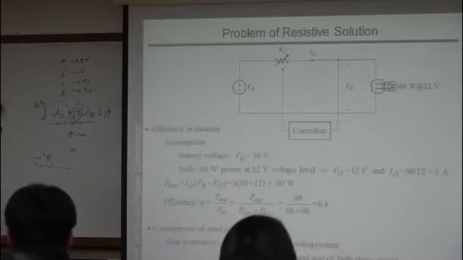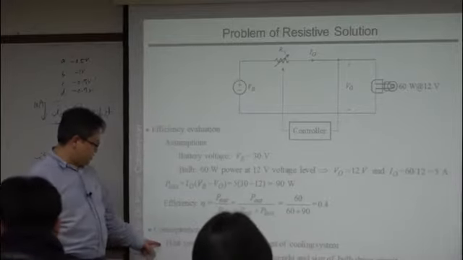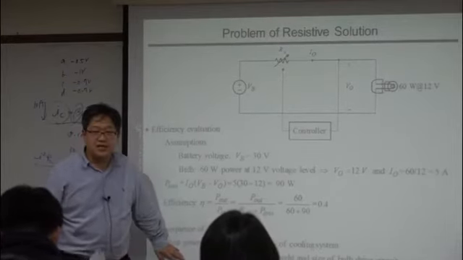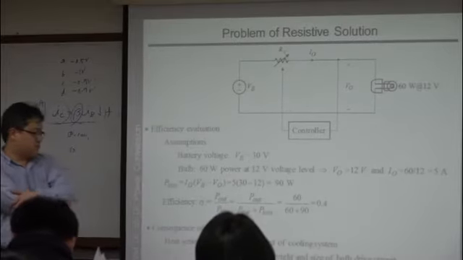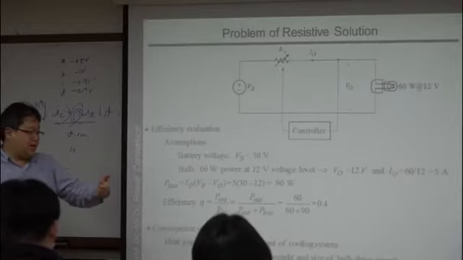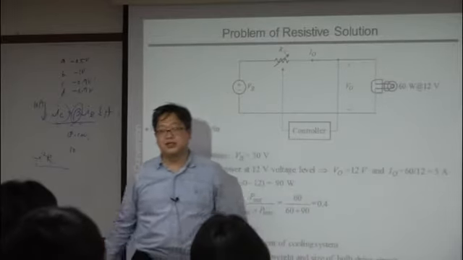So, the consequence of poor efficiency: heat generation. Because of this heat, you should have a giant cooling system, a heat sink. Then it essentially increases in weight and size.